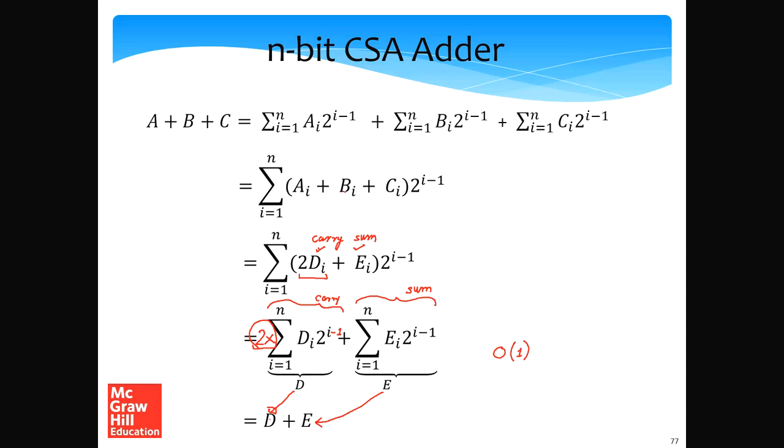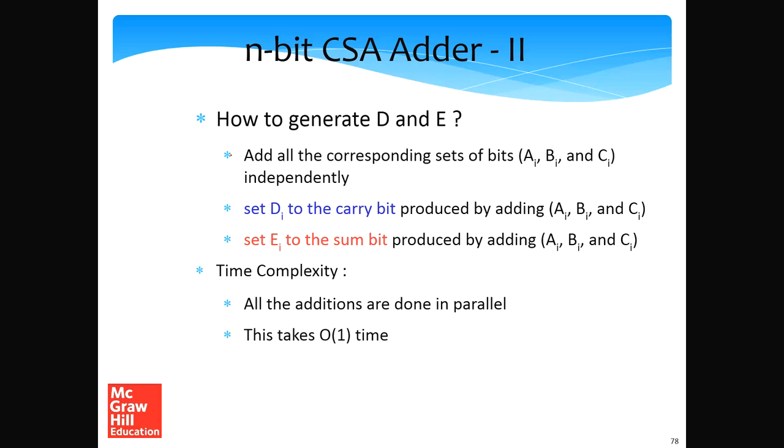So this particular step of extracting the ith bit, adding the three ith bits, getting Di and Ei, all of this can be done in parallel. So this takes constant time. Then forming the number with these bits also takes constant time. And left shifting also takes constant time, so it's not an issue, right, by one position. So that's the reason getting D plus E from A plus B plus C, the entire operation is a constant time operation.